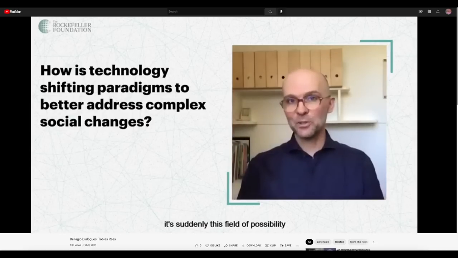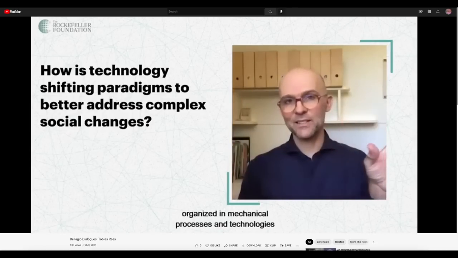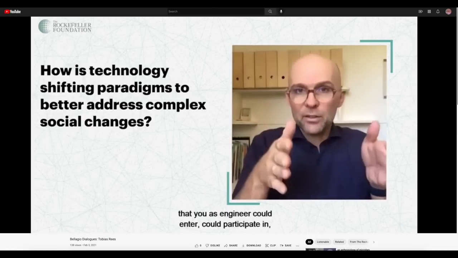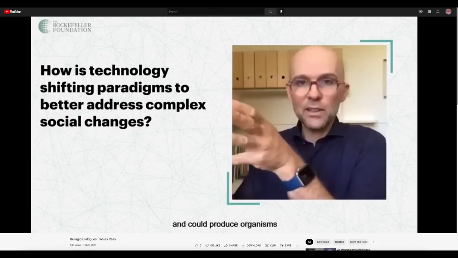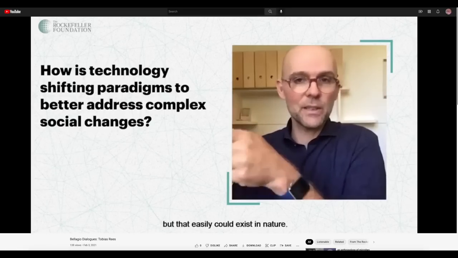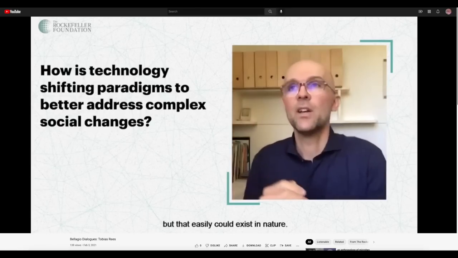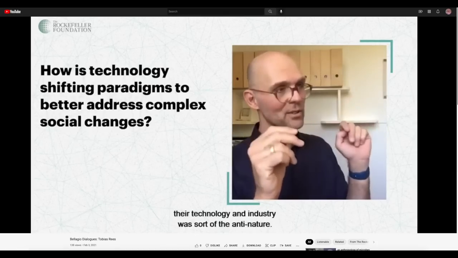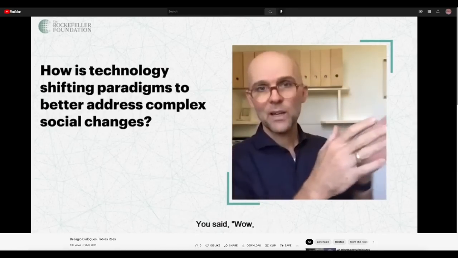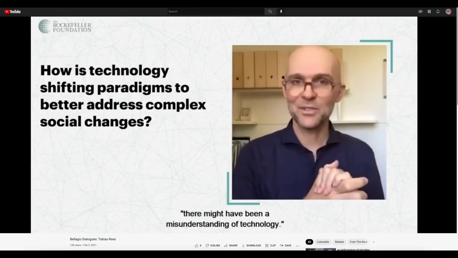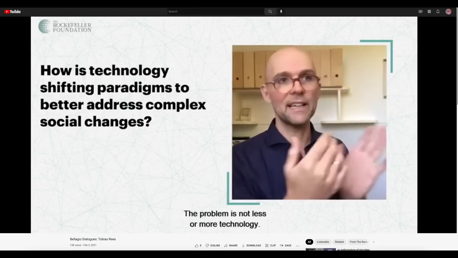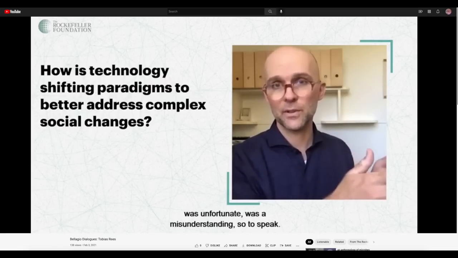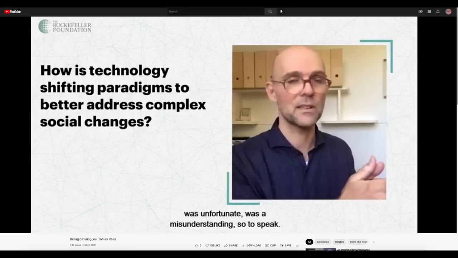So if you just take that approach, then nature appears in a radically different light. It's suddenly this field of possibility, organized mechanical processes and technologies that you as engineer could enter, could participate in, and could produce organisms that currently don't exist in nature, but that easily could exist in nature. And you look at the 20th century, where technology and industry was sort of the anti-nature. You say, wow, there might have been a misunderstanding of technology. The problem is not less or more technology. The problem is the terms in which it was built. It was unfortunate. It was a misunderstanding, so to speak.